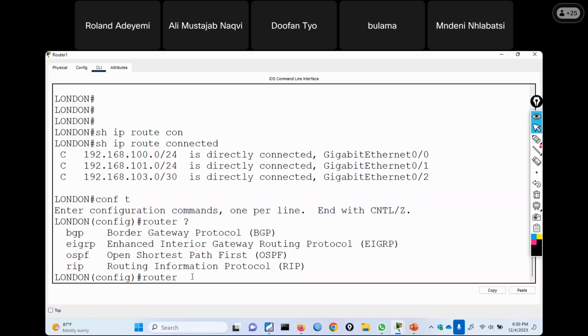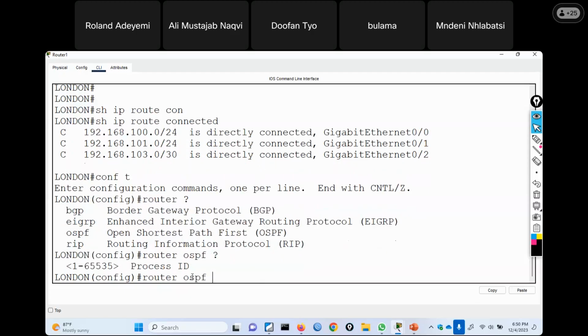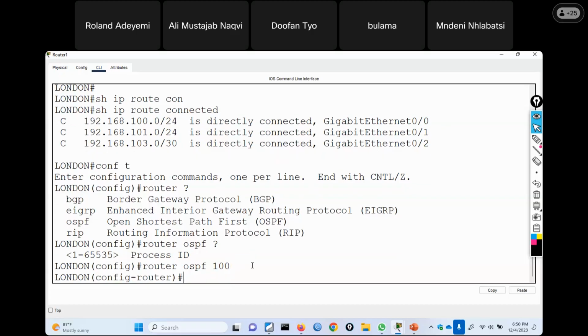So I'll say router OSPF. What is the next thing? Process ID. We've talked about process ID. Look at the range. I can decide to say router OSPF 100. The number does not have to be the same on all the routers. You can use different numbers, it makes no difference, but best practice is to try to use the same number. So the moment I say router OSPF 100, that 100 is the process ID that will identify the routing process on the London router. And I hit enter.